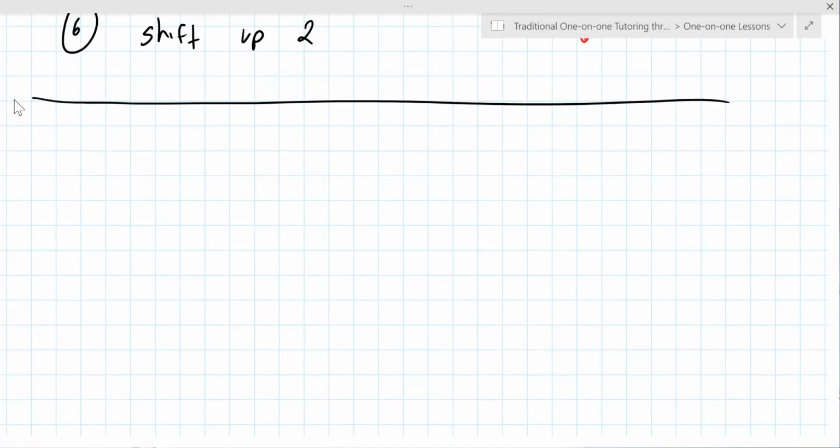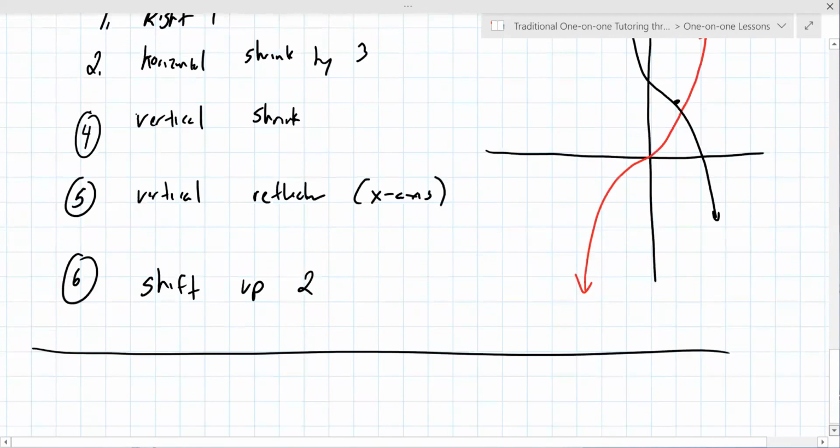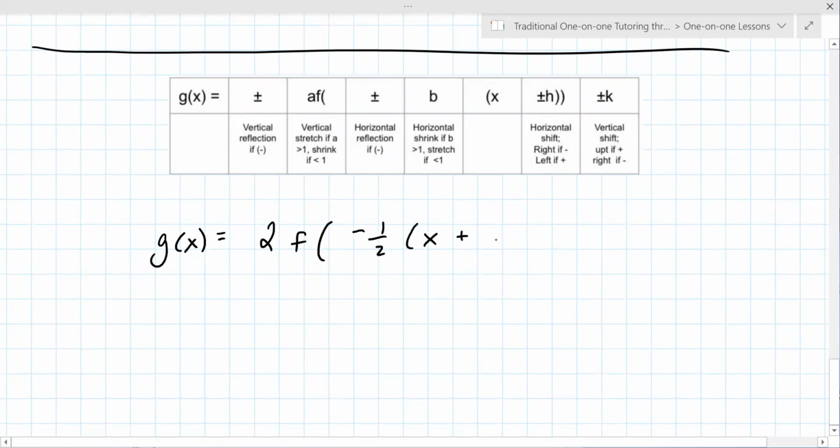Let's do another one here. And again, you have this, I'll put at the top. You want to know this really well. So let's say g of x equals 2f of -1/2 x plus 3 minus 4. I want you to give me the transformations, please, and take some time here to figure them out. But it's really important that you can do that on your own.